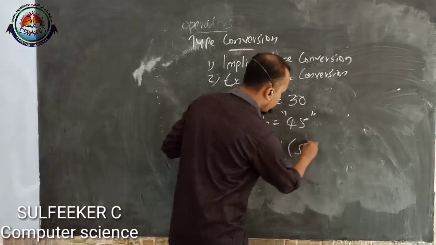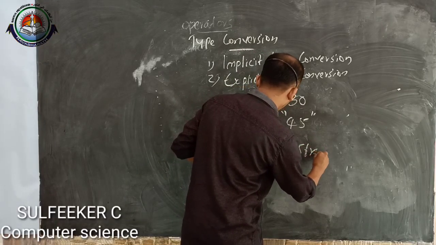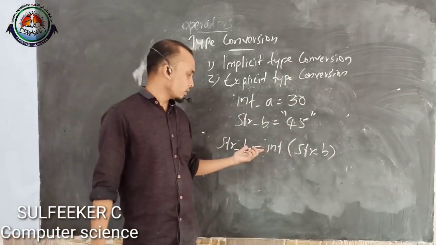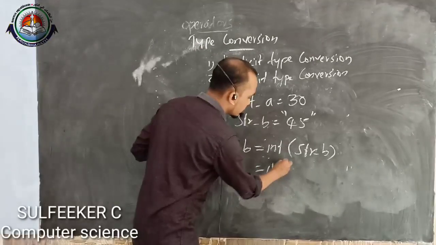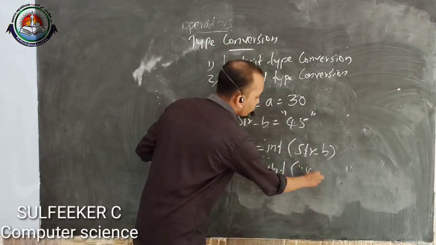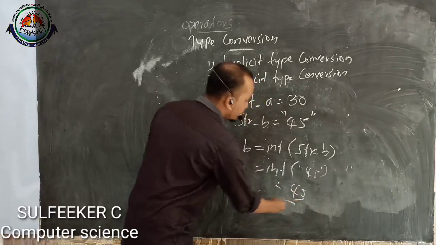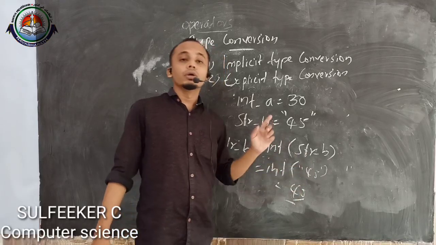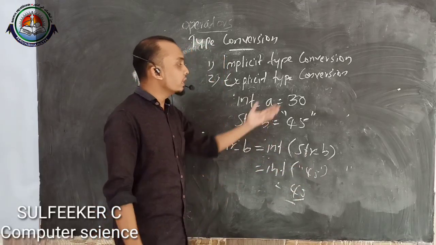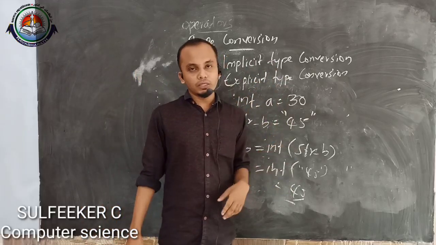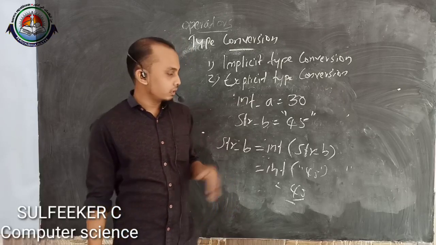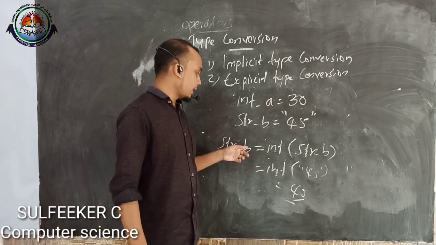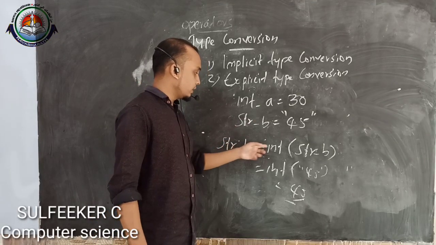For that, we can write like this: strb equal to int of strb, that is int of string "45". The result will be an integer. That means this string "45" will convert to which form? Integer 45. Then we can easily add 45 plus 30, and the result will be 75. That is explicit type conversion. For this explicit type conversion, we applied int of.